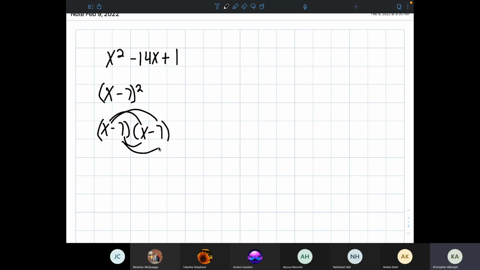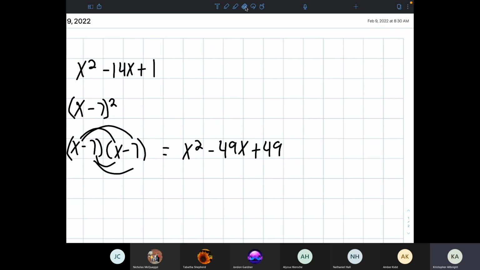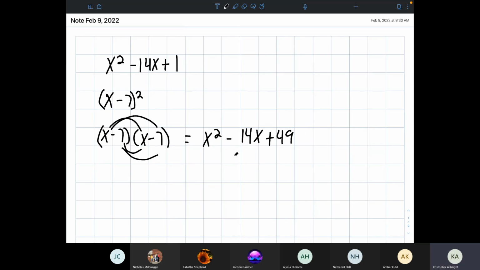I'm going to do my FOIL method. I'm going to get x squared minus 49x plus 49. So what we need to do here is take away this. I'm sorry, this is 14x. I don't know what I'm on this morning, guys, but I'm not on top of it, because it adds to be this. When we get it, we get x squared minus 7x minus 7x plus 49, and we add those together to get this.